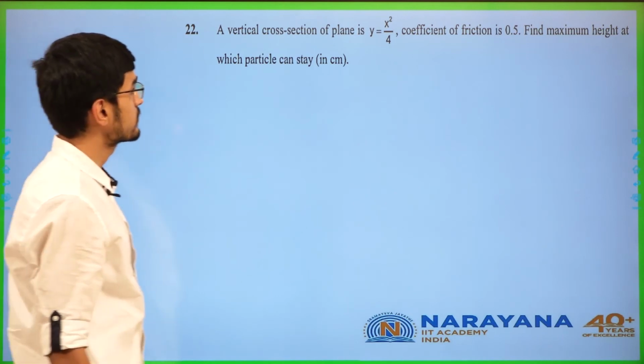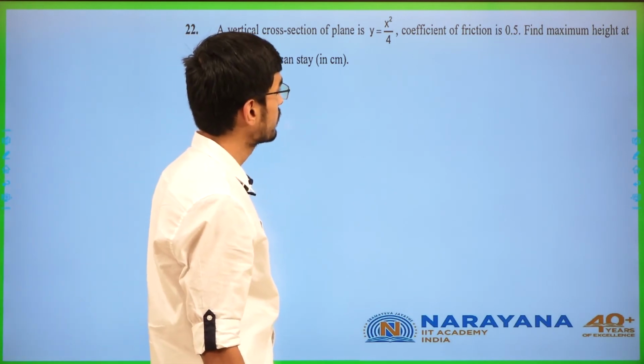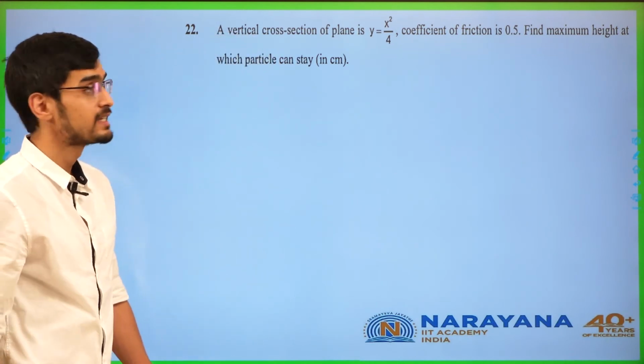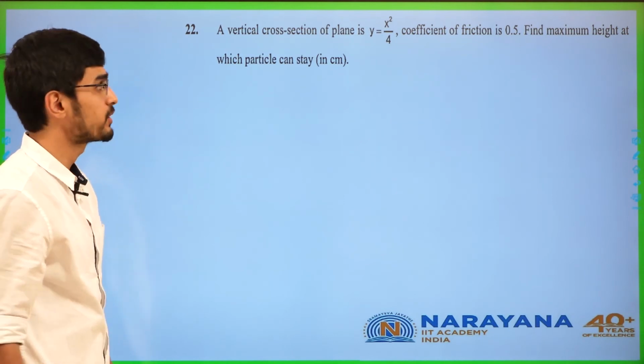A vertical cross section of the plane is y equals x square by 4. Coefficient of friction is 0.5. We have to find the maximum height at which the particle can stay. In centimeters we have to report that.